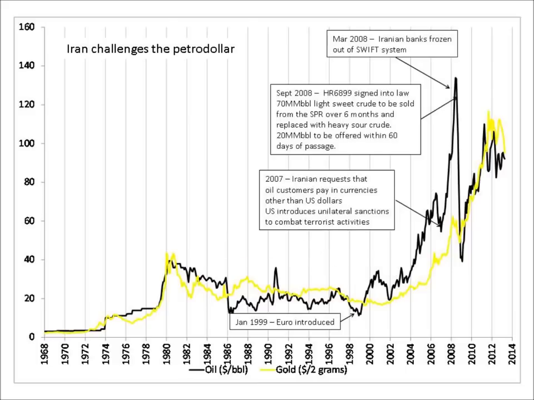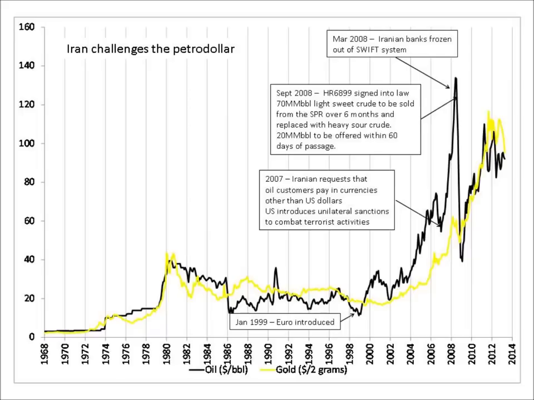But Iraq was not the only founding OPEC member that challenged the petrodollar after the introduction of the euro. Iran also openly challenged the dollar in 2007 by requesting that oil customers pay in currency other than US dollars. The US responded by introducing unilateral sanctions against Iran with an effort to get other countries to participate. The oil price at the time started to increase extremely rapidly.